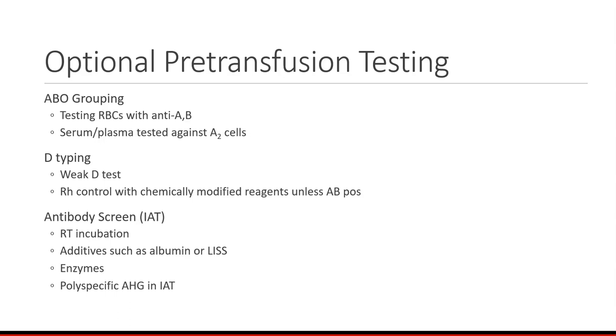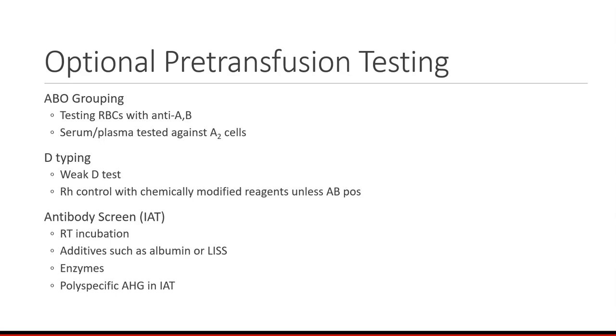The reason a D control must always be performed on an AB group is you do not have a tube in the forward type that gives a negative reaction. So I'll say that one more time. The reason a control is required for AB is you do not have a tube in the forward type that gives a negative reaction.